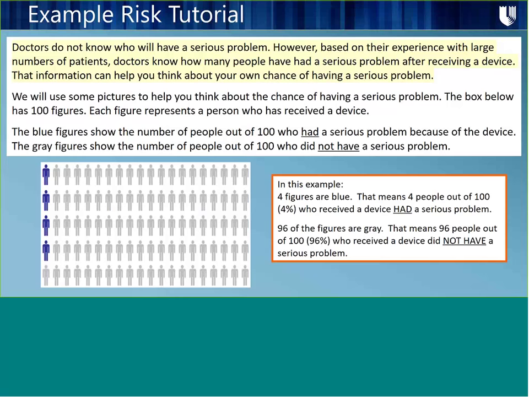So we're going to show some pictures. These are called icon arrays. It is, by and large, accepted good practice for showing probabilistic information. And we explain to them what the colors mean. We emphasize the colors that are blue are people who have had a problem, and 96% have not had a serious problem. It's important to emphasize both the positive and negative outcomes that are shown in the graphic.